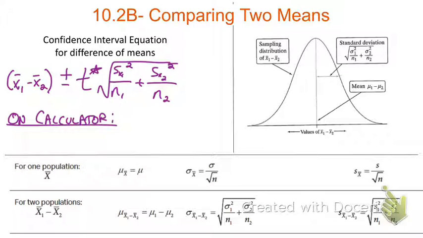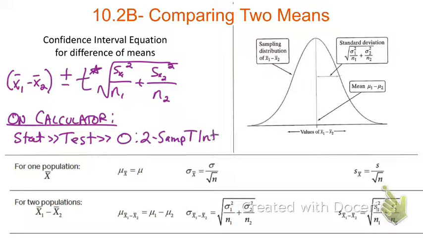So on your calculator, to get the confidence interval for a difference between two population means, you're going to go to stat, test, and it's number 0. And it says 2-sample t int for interval. This is where you're going to go on your calculator, and it's going to calculate this interval for you. And all you're going to have to do is just put in whatever data you've got from the problem.